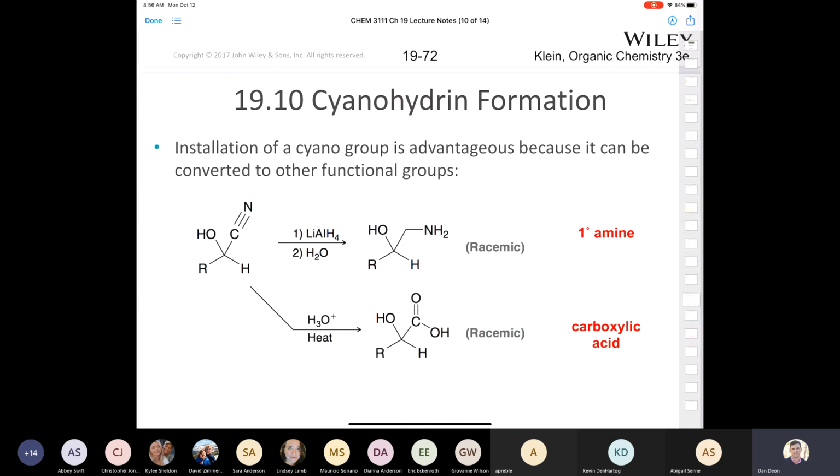You might be wondering, what could I do with a cyanohydrin? Well, there's a couple of reactions that you need to know. One is that you can reduce the cyano group using lithium aluminum hydride and water to make a primary amine. And you could also hydrolyze the nitrile using acid and heating that up, and you make a carboxylic acid. Now, you might be wondering about the mechanisms of these reactions, but these two reactions will be discussed in even more detail in the carboxylic acids chapter, which is chapter 20, the next chapter.